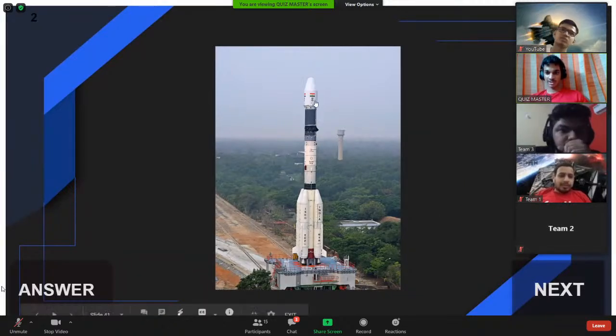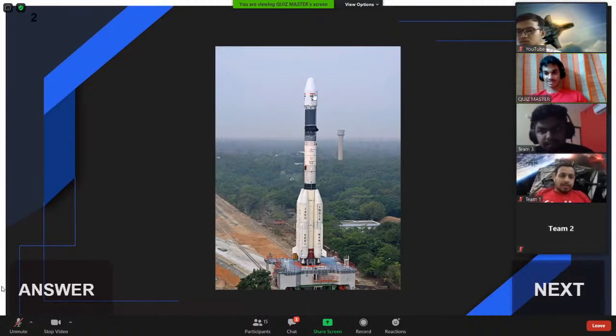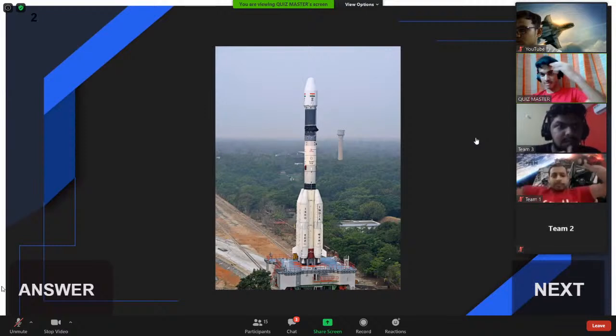Obviously, for the question, you can tell this is an Indian rocket. Team 5 pounced. Team 4 pounced. Team 2 pounced. Team 6. Team 1, yep. So I guess I'm closing pounce. So team 3, what is your answer?